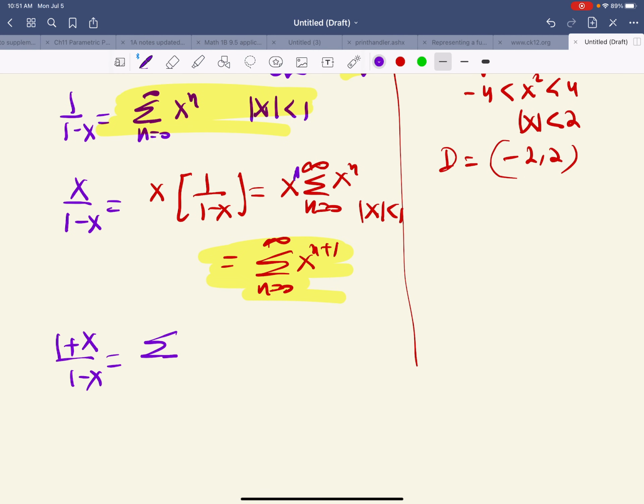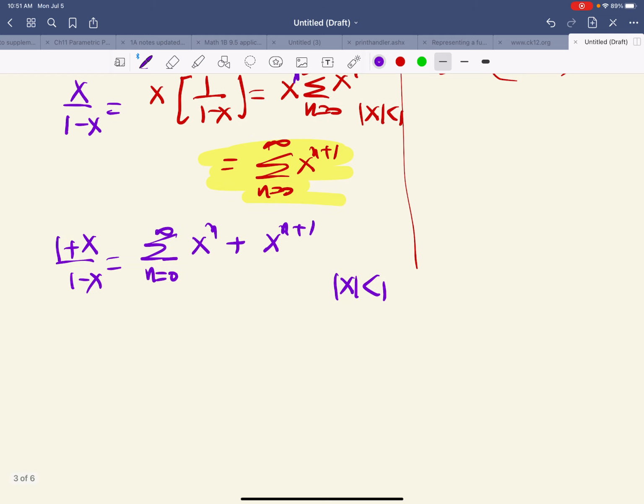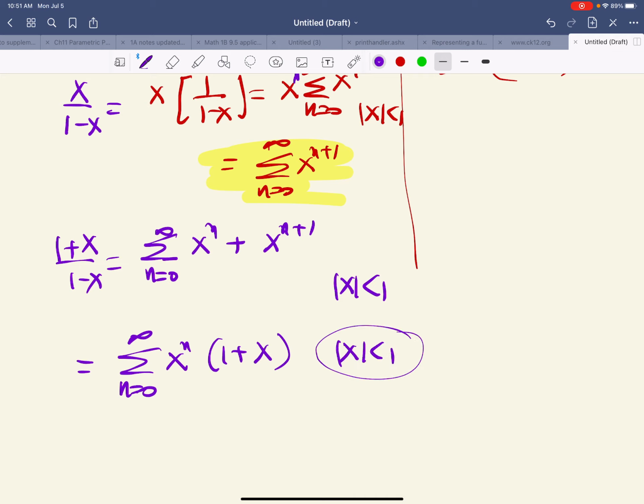This can be expressed as an infinite series going from 0 to infinity of x to the power n plus x to the power n plus 1. And again, the absolute value of x has to be less than 1. If I want, I can factor out x to the power n, with 1 plus x inside, and that's the power series for this function. The absolute value of x has to be less than 1.